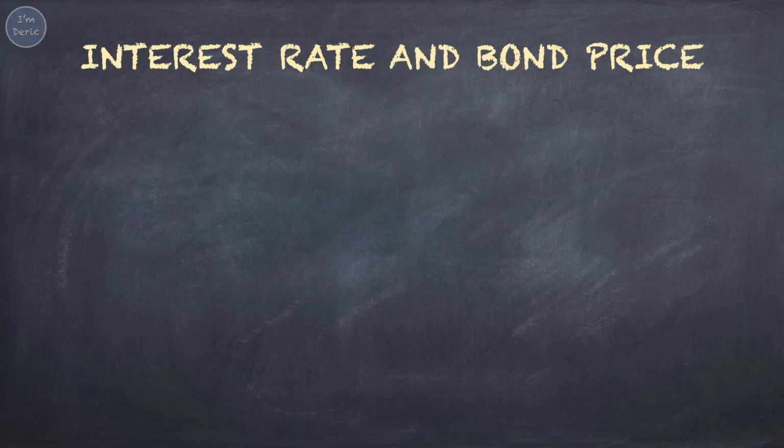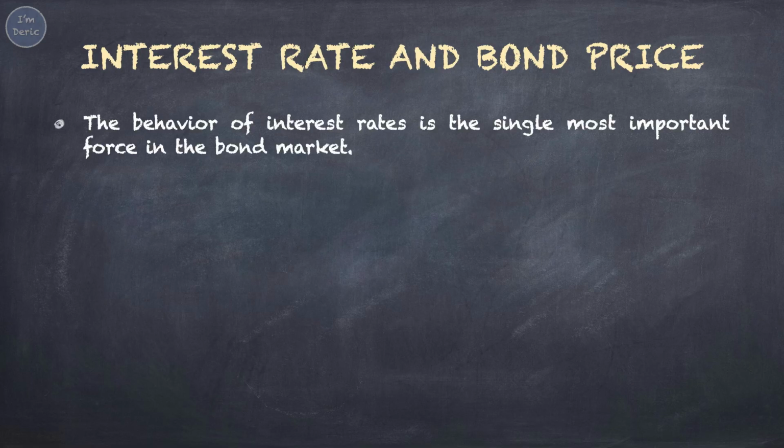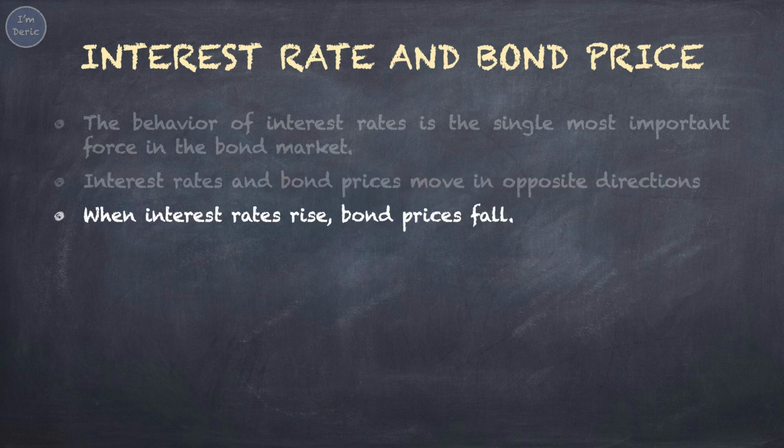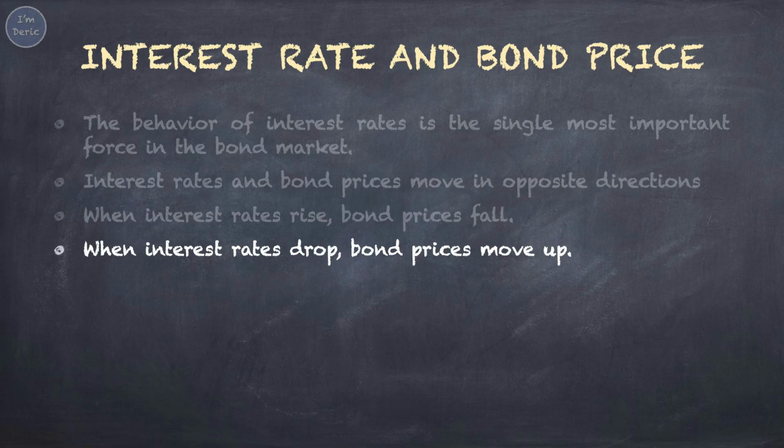Next, let's talk about the relationship between interest rate and bond price. The behavior of interest rates is the single most important force in the bond market. In other words, bond market is mainly affected by the interest rates. Interest rates and bond prices move in opposite directions, which is a negative relationship. When interest rates rise, bond prices fall. When interest rates drop, bond prices move up.